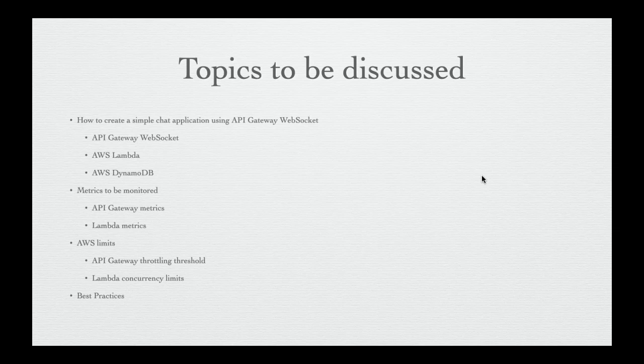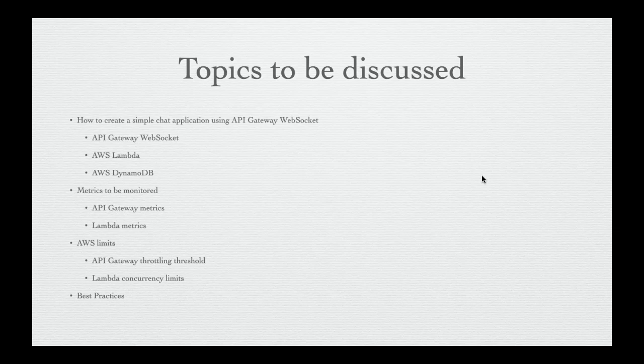And in the next lecture we will talk about some of the major important metrics that you have to monitor related to API Gateway as well as Lambdas. And in the third lecture we are going to cover some of the AWS limits that you have to know before you roll out your code into production. And the last lecture would be on some of the best practices and anything else that I might miss out in the first three lectures.